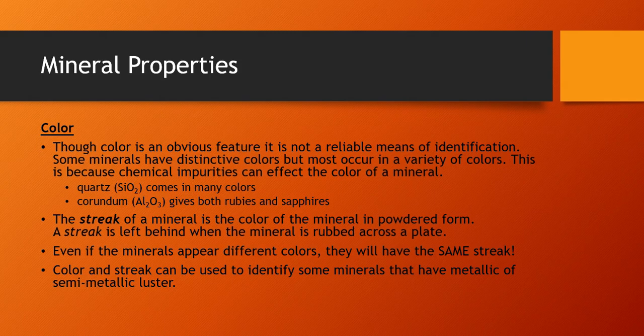If you then take those minerals and essentially powderize them, there are things called streak plates where you can drag a mineral across the plate, and you get what is a powdered form of the mineral. Any streak left behind by the mineral is going to look the same regardless of the color. So if you were to take a ruby and a sapphire and scrape it across a streak plate, you would get a streak that looks the same. It's just the mineral in a powderized form. You can use color and streak to identify minerals that have a metallic or a semi-metallic luster, which means they're kind of shiny.